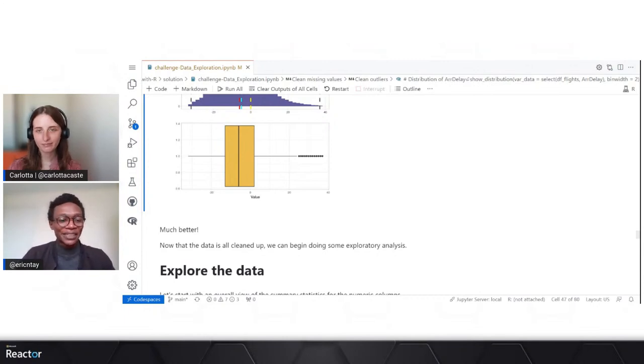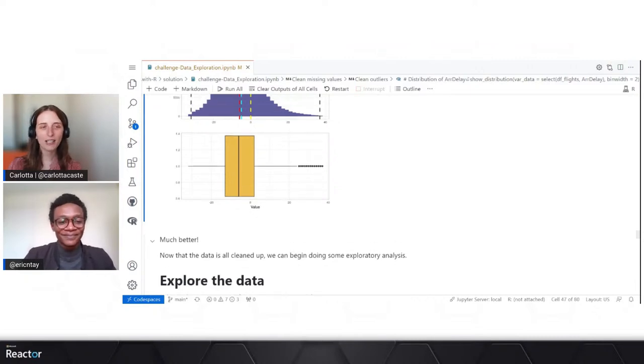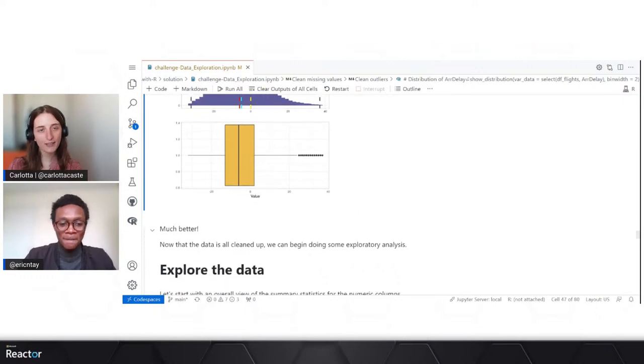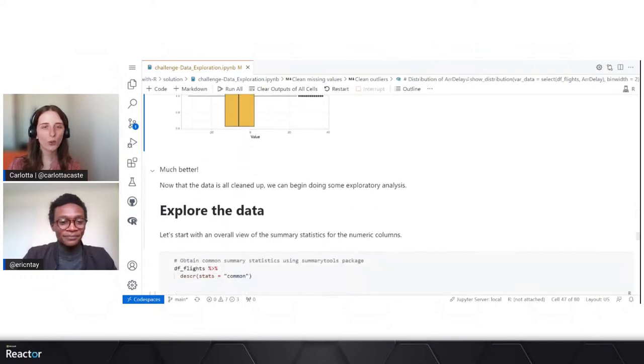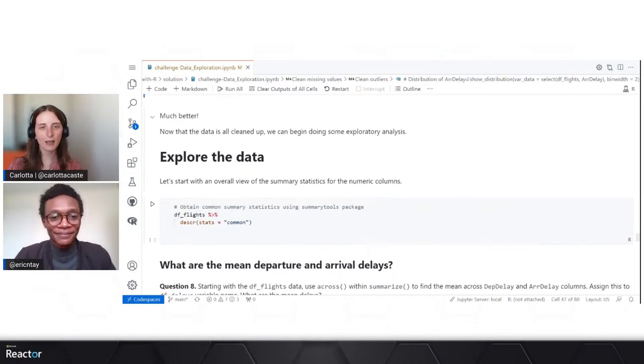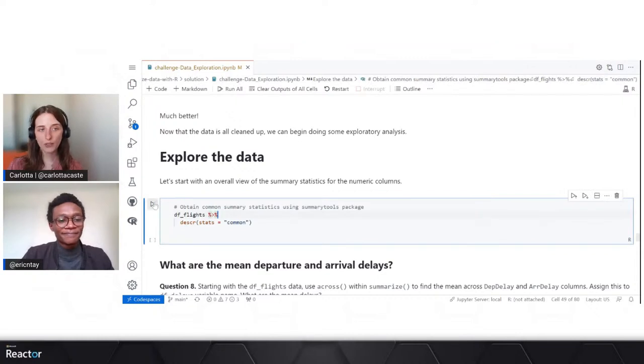So Carlotta, now that you have a data set with no outliers and no missing values, what new exploratory data questions are we going to answer in our next section? Yeah, so good job so far. We cleaned our data from missing values and from outliers. So now we have a much better data set with which we can do a much better job, right? But how are we going to use this data? We're going to do exploratory data analysis.